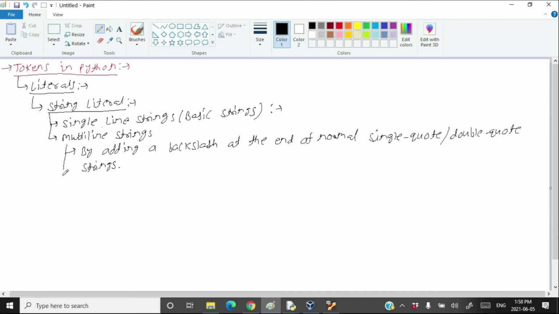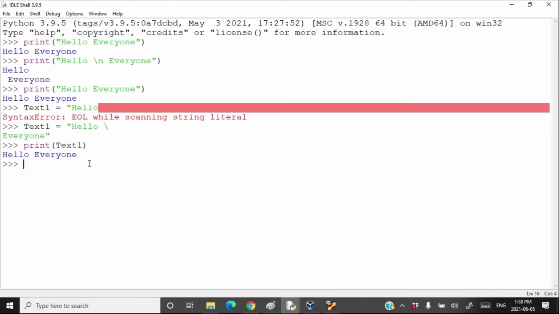There is one more way to write multi-line strings in Python. One more way to write multi-line strings in Python is text1 is equal to, you just type triple single quote or triple double quote. Both work. Let me first type triple double quote and then write hello. You can press enter here and you can type everyone. Then again you can press enter and type the triple quote. When you type the closing triple quote, then you are done with creating a string.